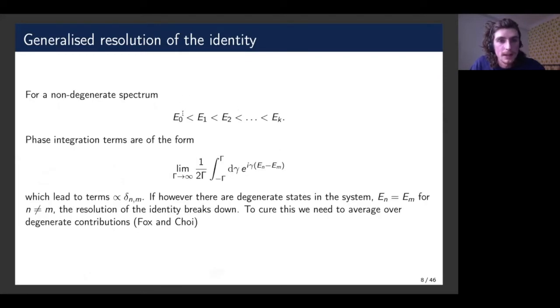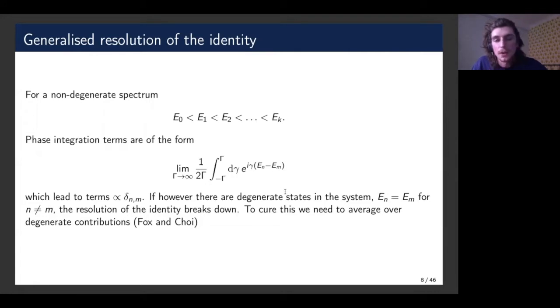We'll see that if we have some spectrum which is appropriately organized, where E_0 is smaller than E_1, smaller than E_2, up to E_K, where K can be finite or infinite, we'll find phase integrations of the form here, which should return delta functions or Kronecker deltas in n and m. But this is only true if these states are not degenerate. If there exist states E_n equal to E_m for n not equal to m, this identity will break down and we will lose the resolution of the identity.